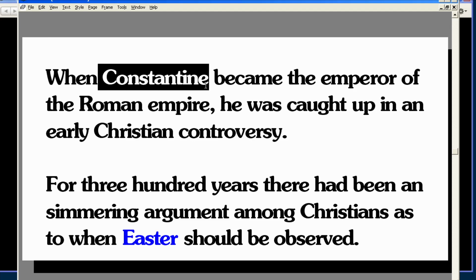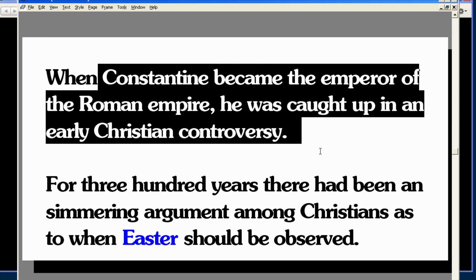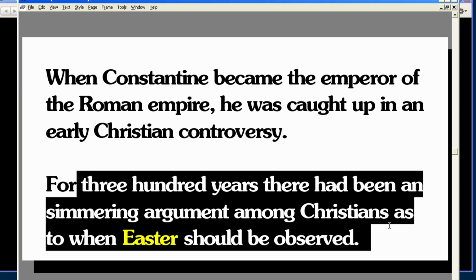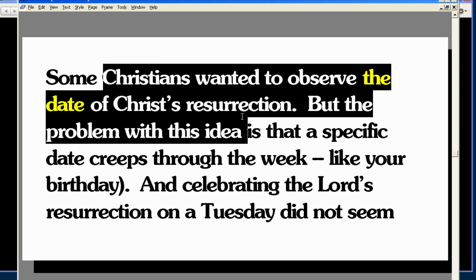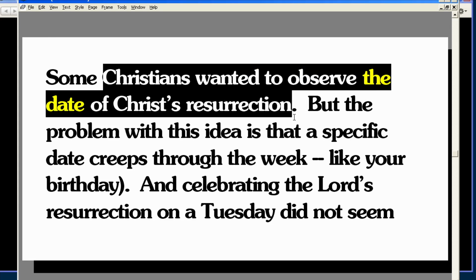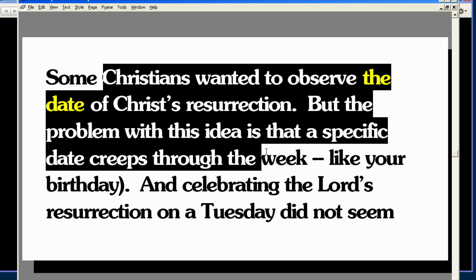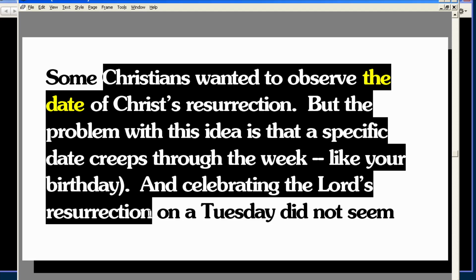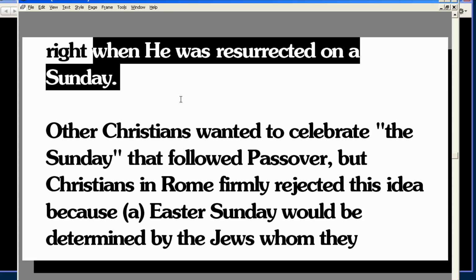When Constantine became the emperor of the Roman Empire, he was caught up in an early Christian controversy. For 300 years, there had been a simmering argument among Christians as to when Easter should be observed. Some Christians wanted to observe the date of Christ's resurrection. But the problem with observing a date is that a specific date creeps through the week, like your birthday. And celebrating the Lord's resurrection on a Tuesday did not seem right when he was resurrected on a Sunday.